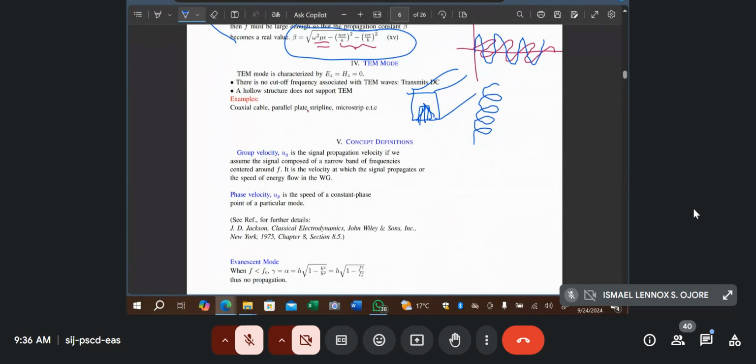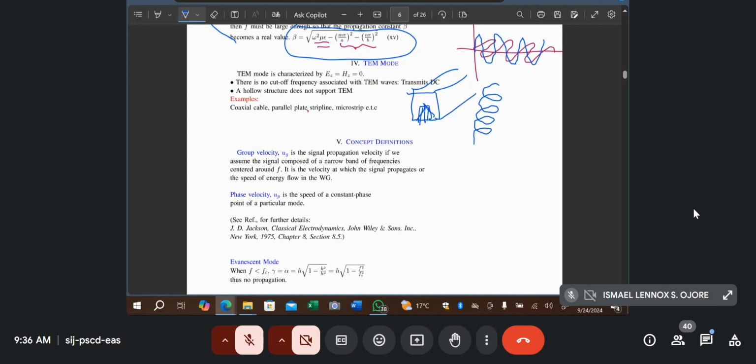All right. What about group velocity? So we have the critical frequency or cutoff frequency, critical wavelength or cutoff wavelength, you're able to define. So group velocity actually is the signal propagation velocity.